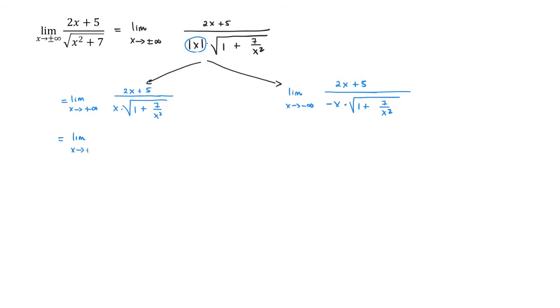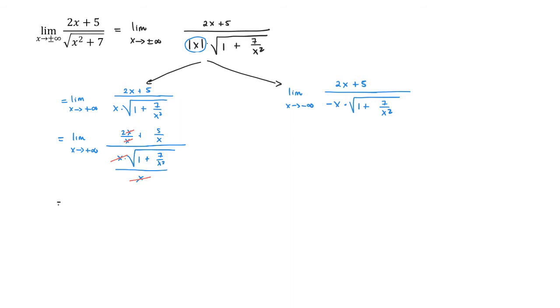x approaches positive infinity. And here we're going to do exactly as we did in part A. We will take every single term and we're going to divide by x, this factor over here that came from the radical. So then we're going to have 2x over x plus 5 over x, all this divided by x times the square root of 1 plus 7 over x squared divided by x. Now we can cancel the x's. We can cancel this x over here.